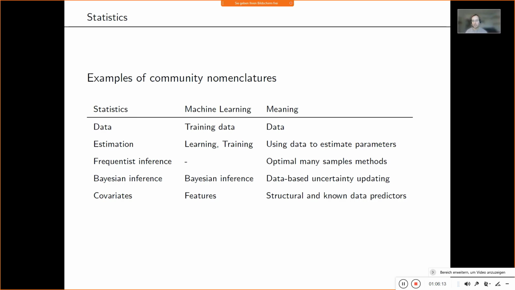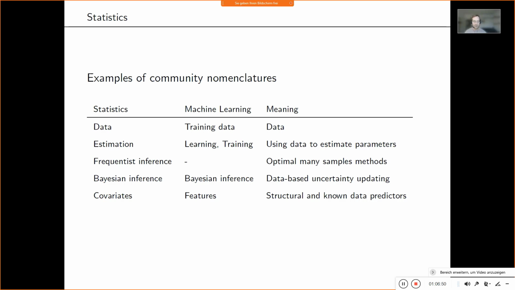You estimate parameters. Frequentist inference doesn't really exist in machine learning, it never really caught on in machine learning, or at least as far as I know by now. Bayesian inference, of course, is also prominent in machine learning, as I already mentioned. And this is an example of some terms. In statistics, you might call them covariates, whereas in machine learning, you call them features, which are just aspects of data, predictors. So don't get confused. Often things mean the same thing, and in a way, it's also your task in your courses as data scientists to figure out where all the things are similar.